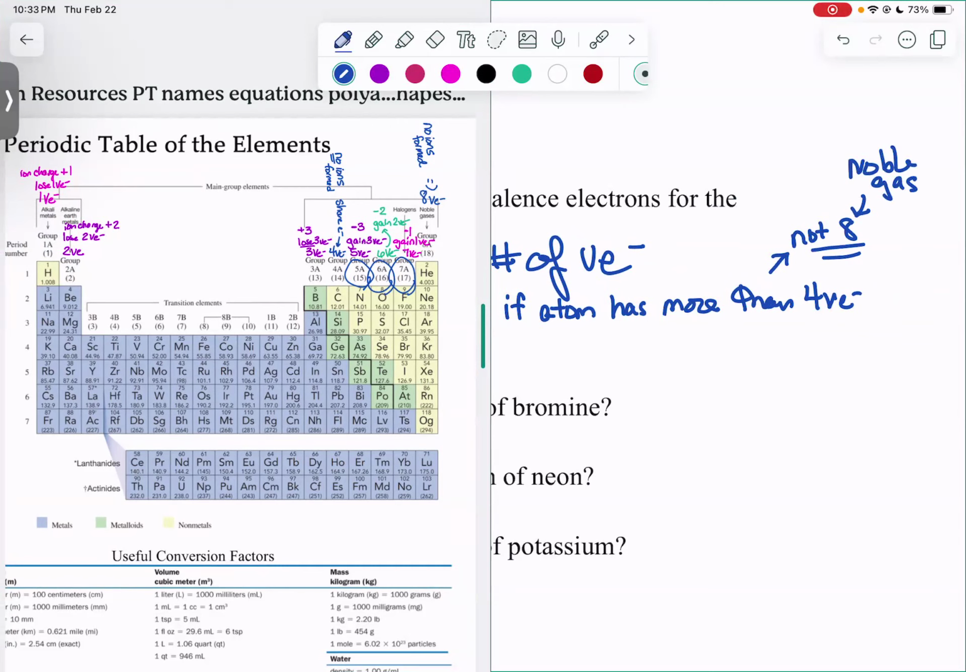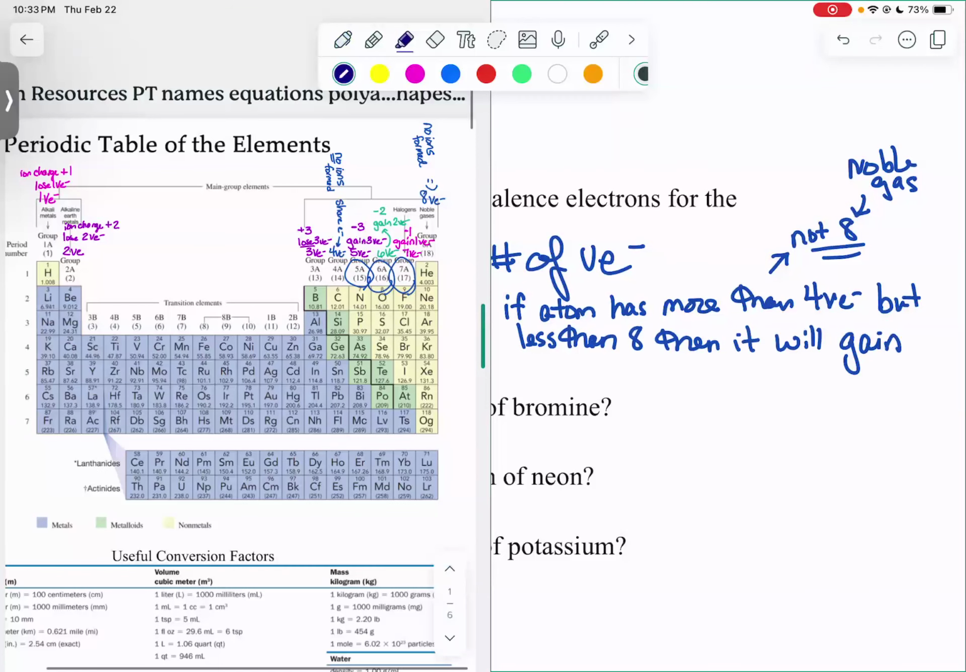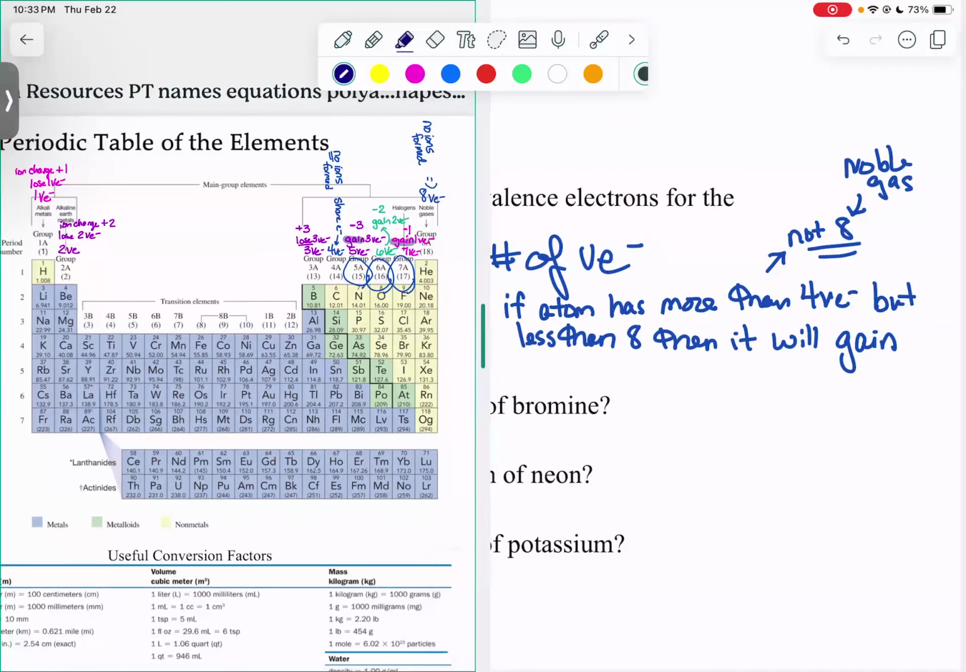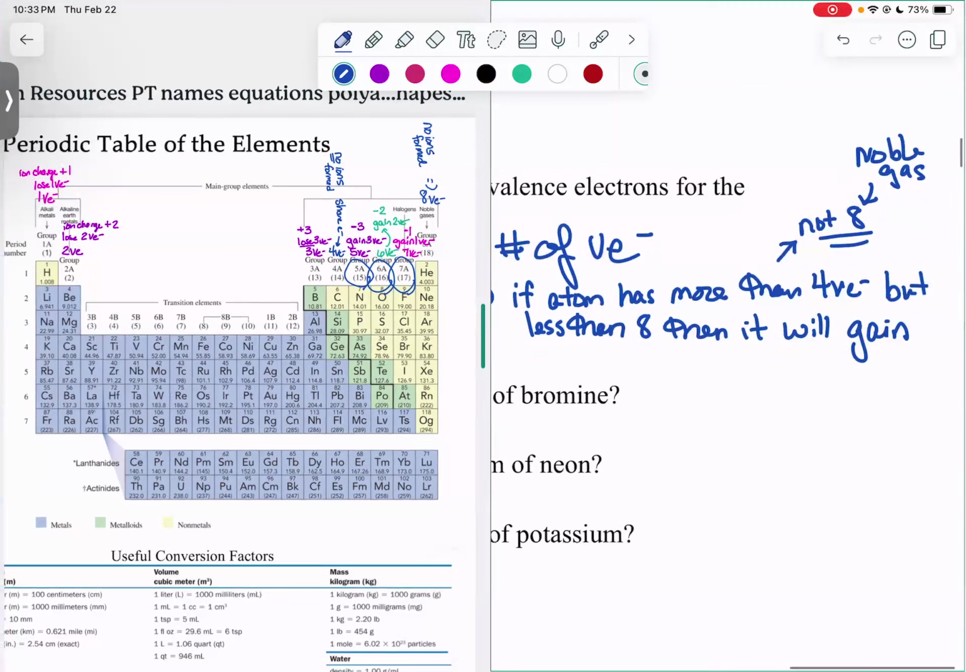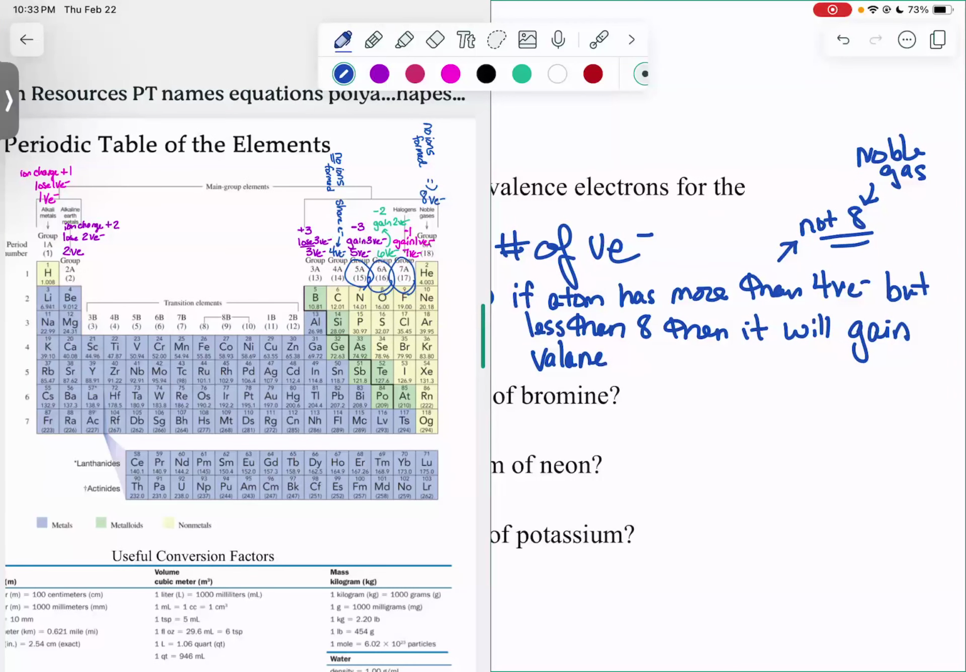So if your atom has more than 4 valence electrons, but less than 8, then it will gain. All of those in 5A, 6A, and 7A, all of those we said gain. So all 3 we said they were going to gain. So it will gain valence electrons to complete its octet.